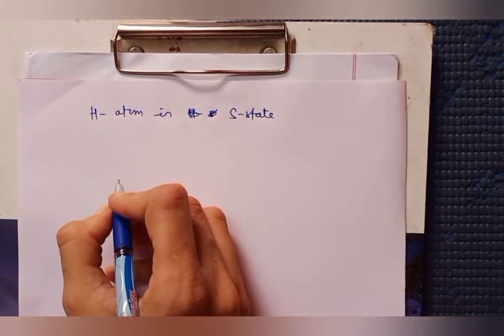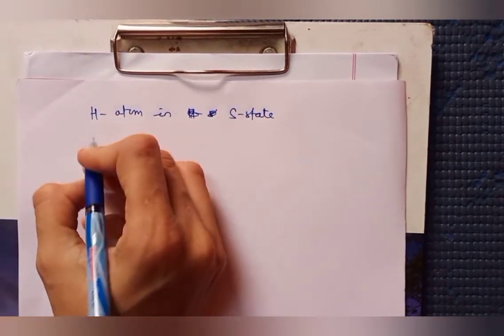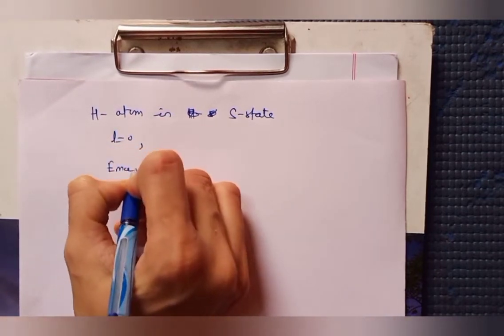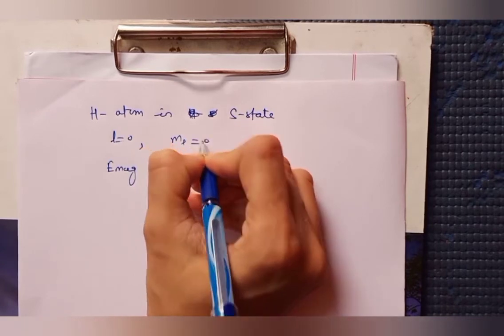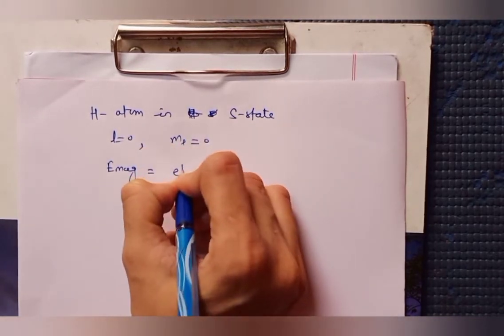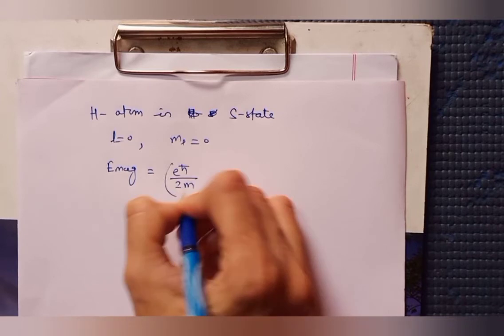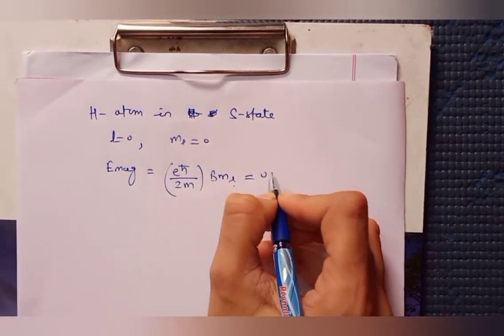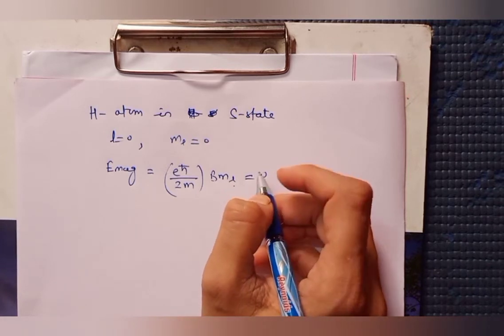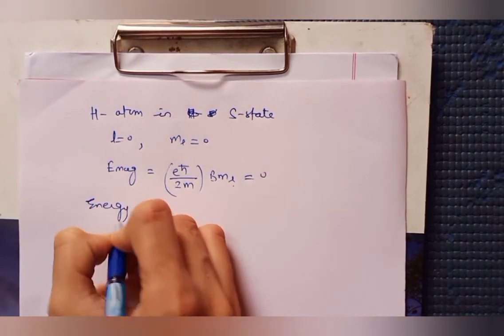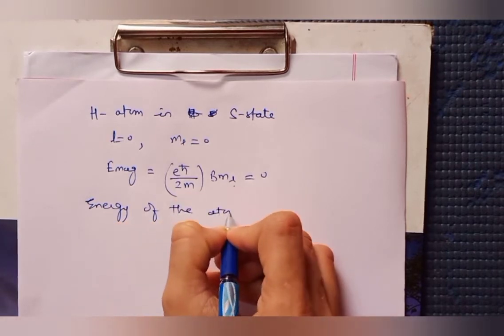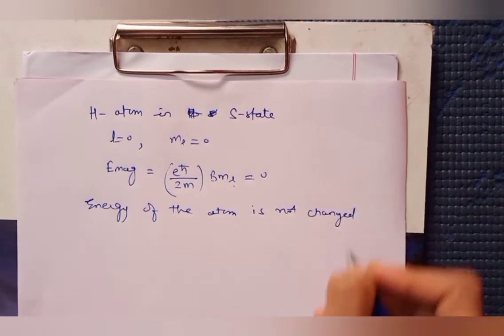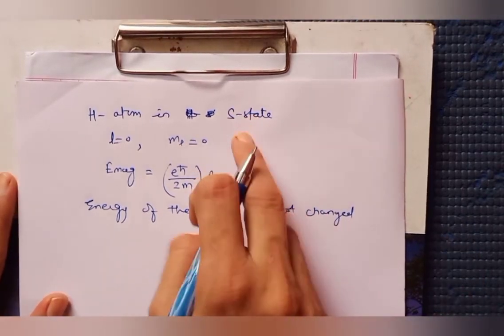Okay? So we know that when a hydrogen atom is in S state, L is equal to 0. L is equal to 0, so obviously ml will also be 0, and we know that E magnetic is given by eh cross upon 2m into B ml. ml is 0, so this value will also be 0, so E magnetic will also be 0. That means the energy of the atom is not changed in the presence of magnetic field in case of S state.